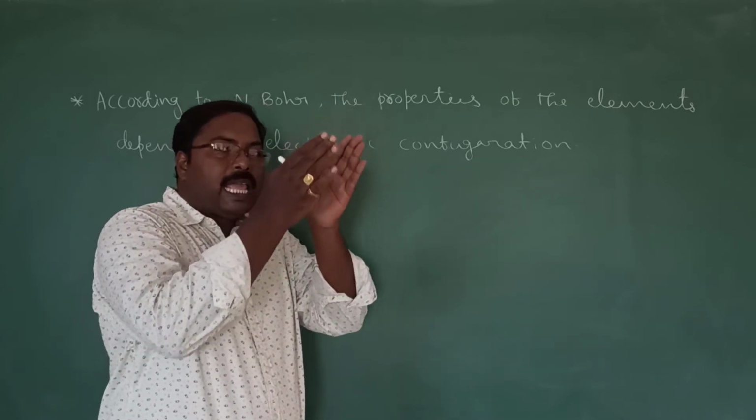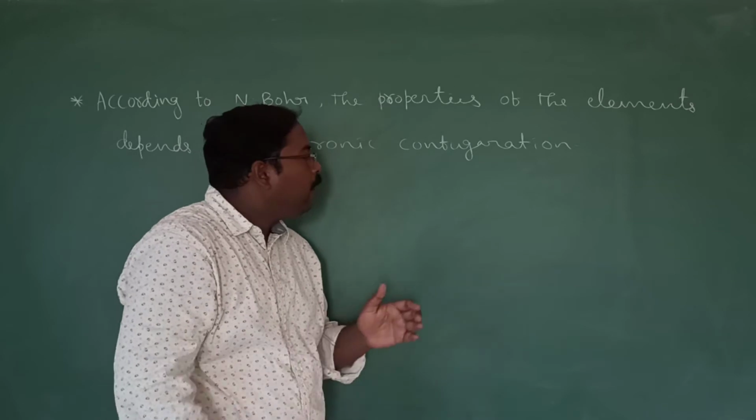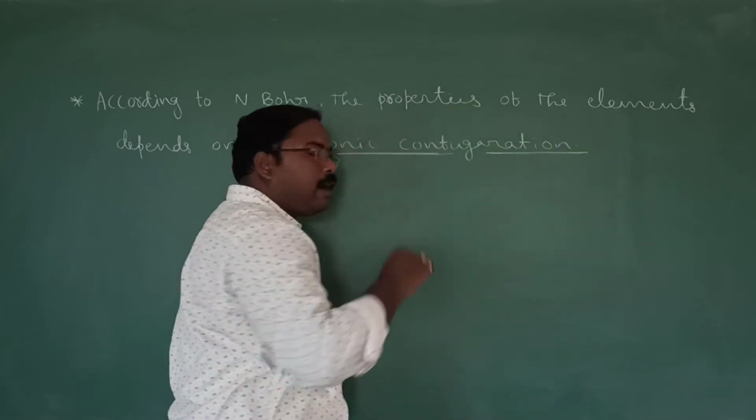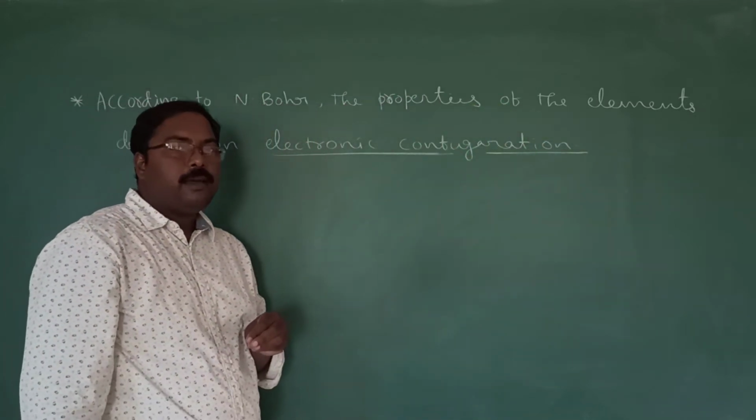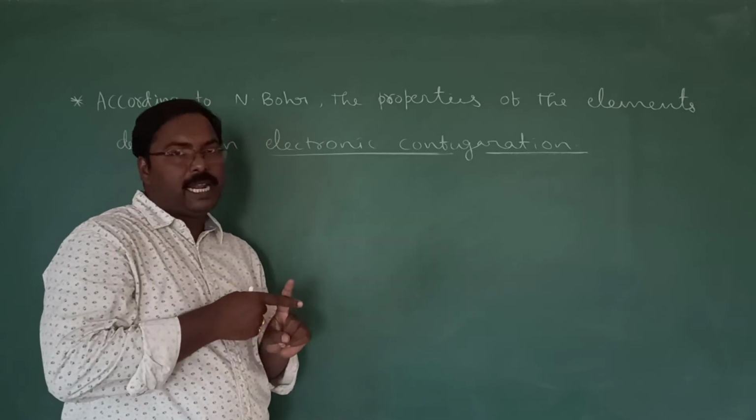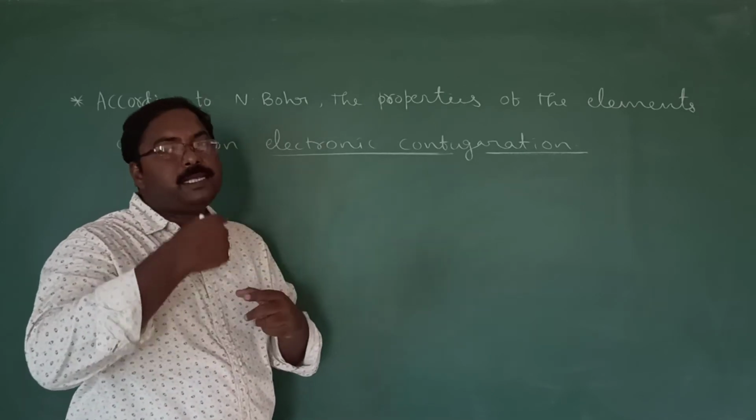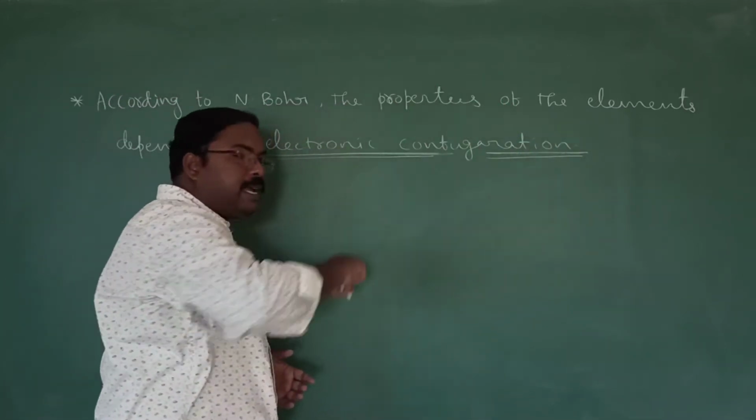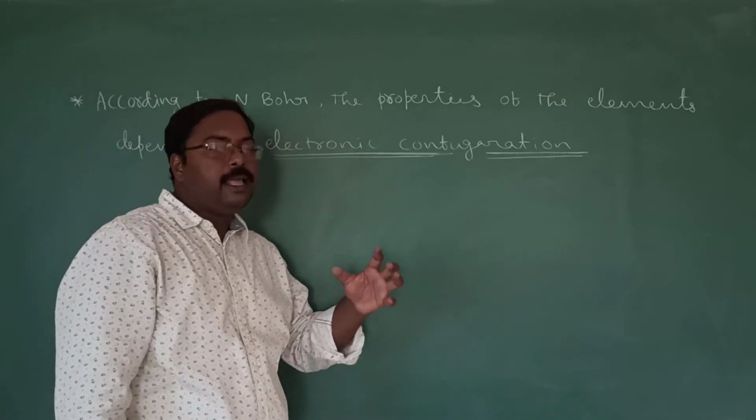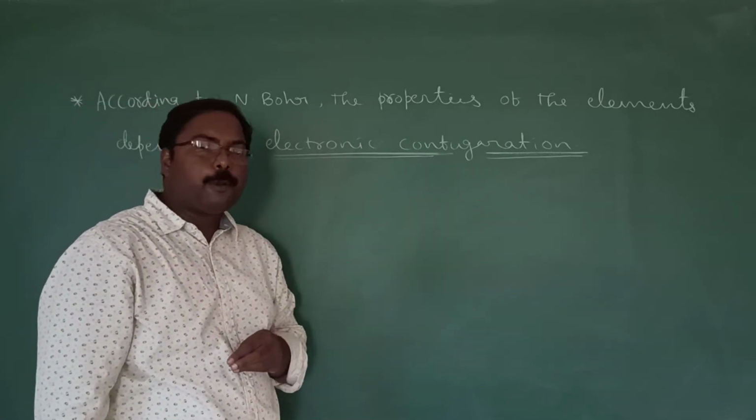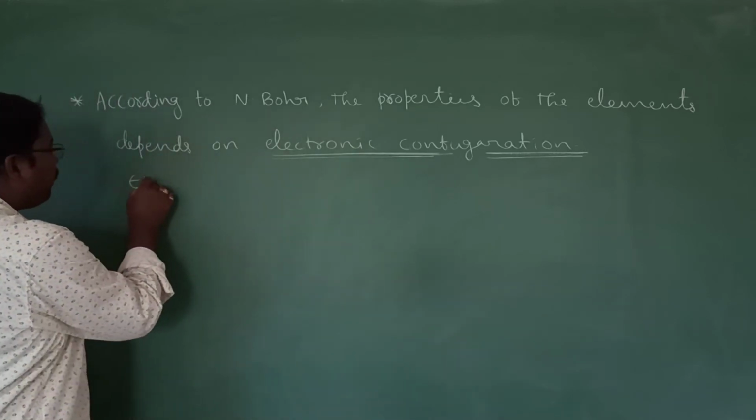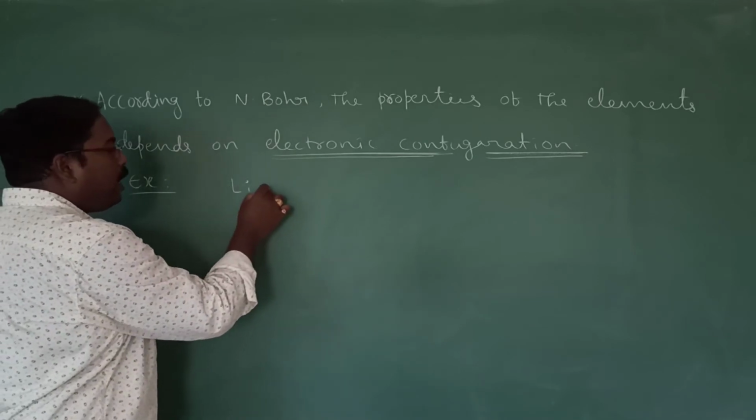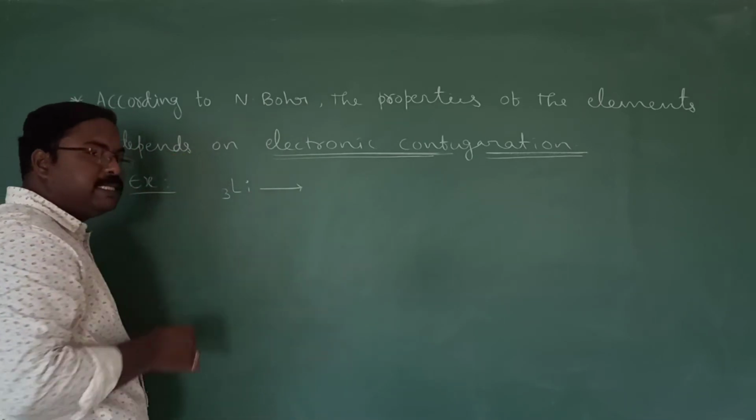But coming to elements with similar properties, if you observe, the similarity is mainly due to electronic configuration. No two elements have the same atomic number, but still why do two elements have similar properties? Because of their similar electronic configuration. For example, let us take lithium. What is the atomic number of lithium? It is 3.